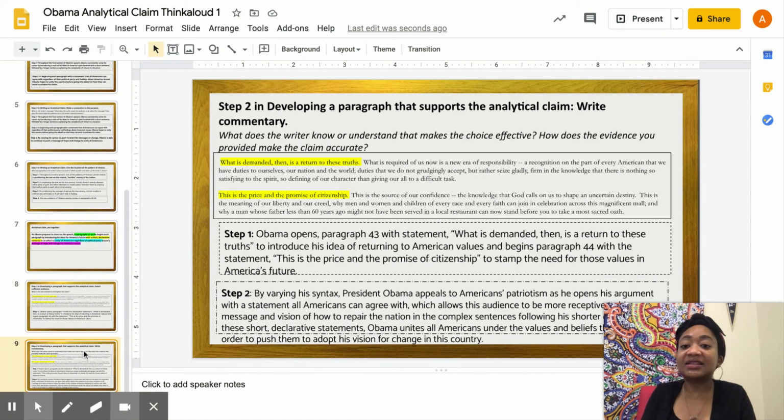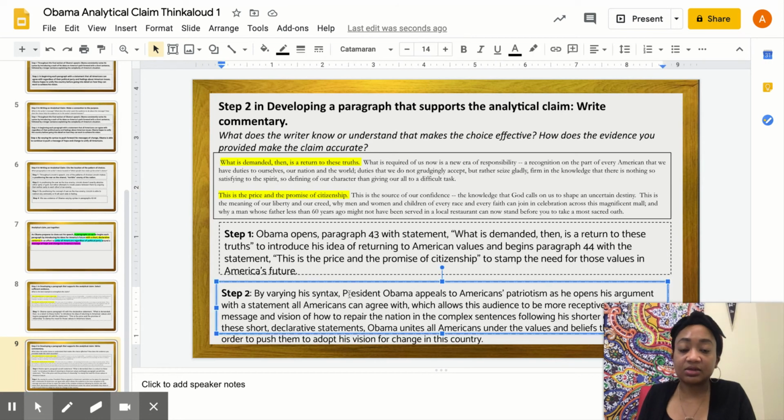Then after I've done that, I need to give commentary. So here's that part where we start to actually do that rhetorical analysis work, right? By varying his syntax, this was that "by" phrase that we've been using in all of our chunks, Obama appeals to Americans' patriotism as he opens his argument with a statement that all Americans can agree with. Remember, I said that in my other analysis. This allows the audience to be more receptive to his message and vision on how to repair the nation in the complex sentences following his shorter one. These shorter declarative statements, Obama unites all Americans under the values in order to push them to adopt his vision for change in America.